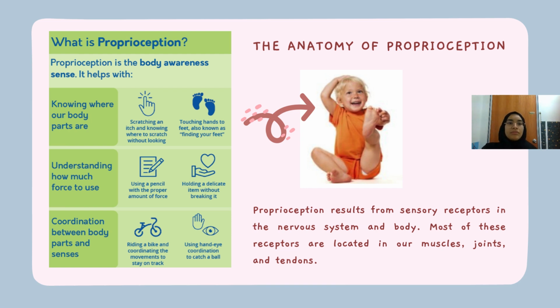The anatomy of proprioception. So proprioception results from sensory receptors in the nervous system and body. Most of the receptors are located in our muscles, joints and tendons. When we move, the receptors send detailed messages to our brain about our position and actions. Our brain processes these messages and works with our vision, nervous system, and vestibular system to create our perception of where our body is and how we are moving.